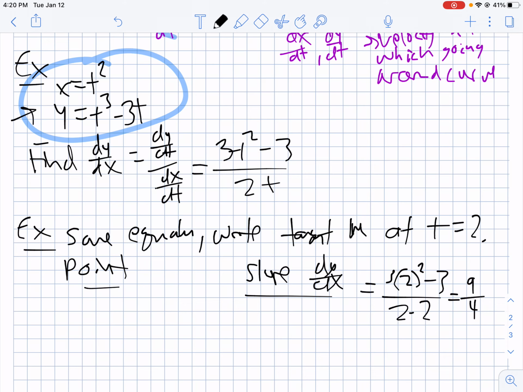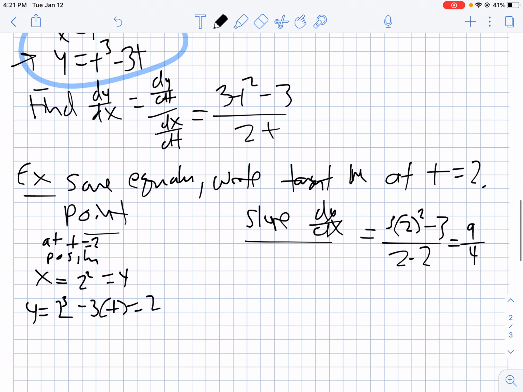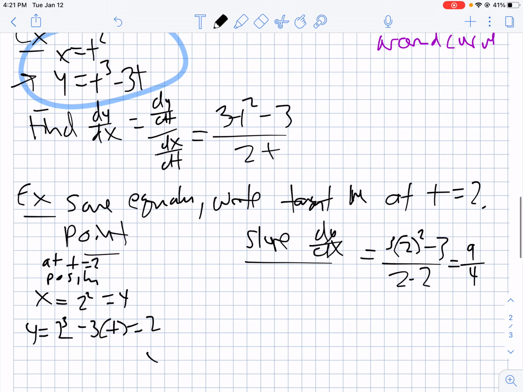If you want to find the point at t equals 2, that's just the position. So x would just be 2 squared, which is 4. Your y would just be 2 cubed minus 3 times 2, which is 2. So your tangent line would look like y minus 2 equals 9/4 times x minus 4. Okay, so that's how you would find a tangent line.